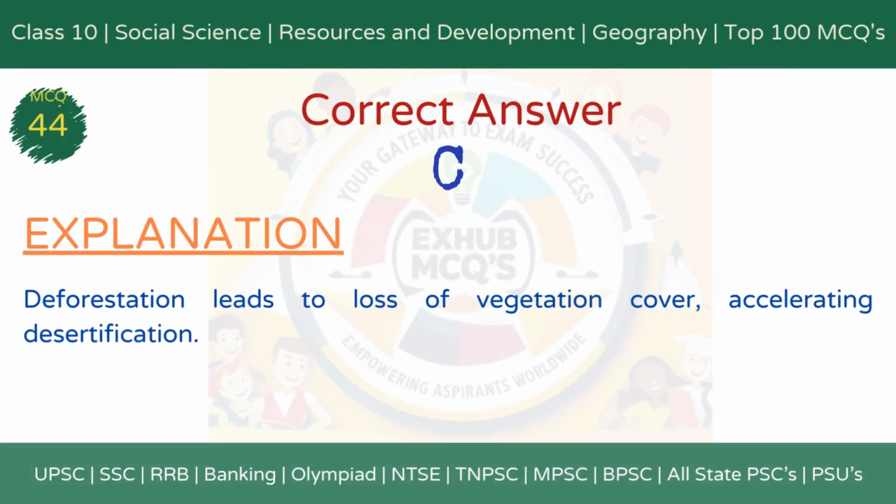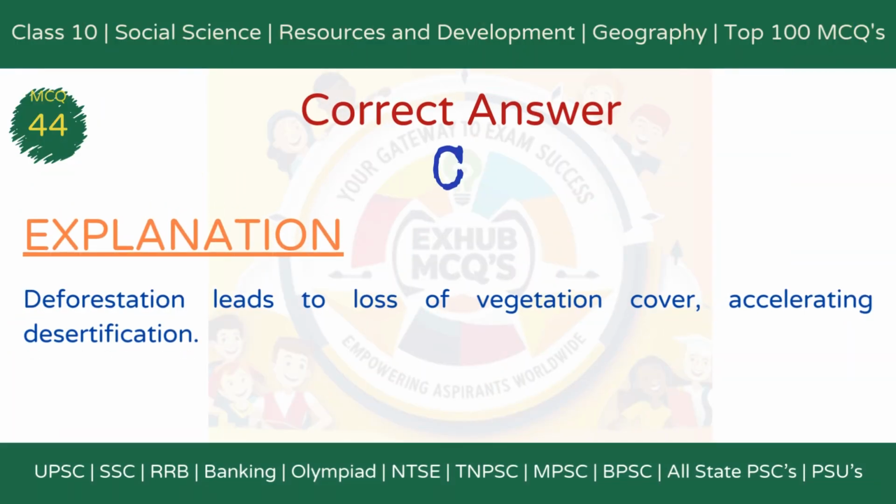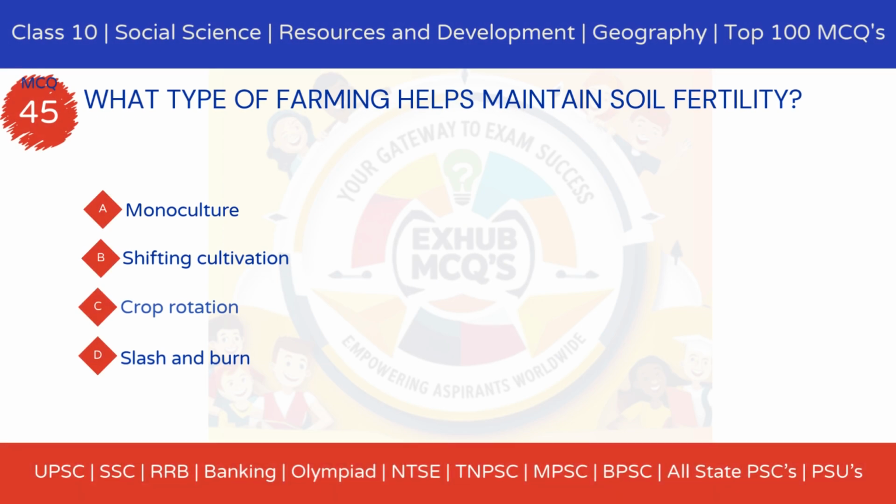The correct answer is option C, deforestation. Deforestation leads to loss of vegetation cover, accelerating desertification. MCQ 45. What type of farming helps maintain soil fertility? Option A, monoculture. Option B, shifting cultivation. Option C, crop rotation. Option D, slash and burn.